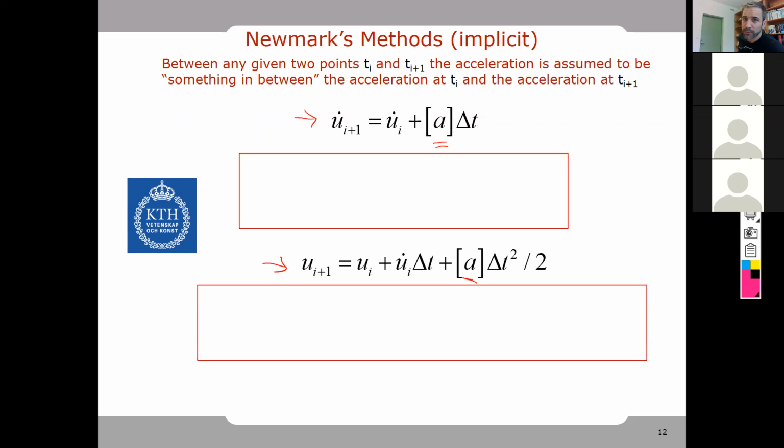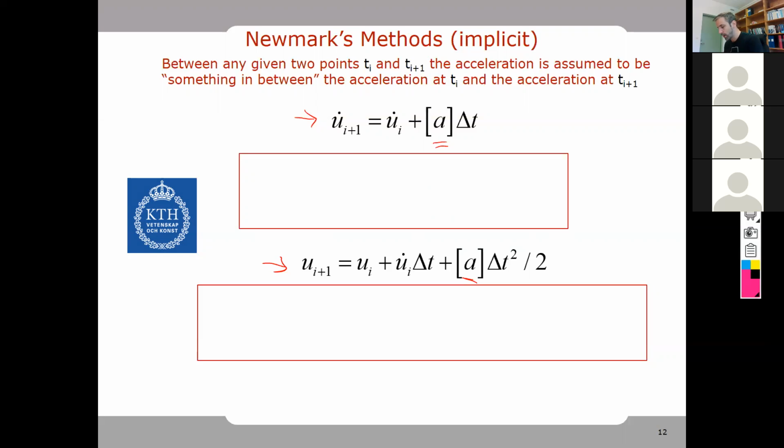Do we have to assume that they're different? The answer is no. You can assume the same acceleration for both. But the point of Newmark's method is that you don't have to. There are combinations, there are ways of choosing A in the first equation and ways of choosing A in the second equation, which are not the same, but will lead to more accurate results.